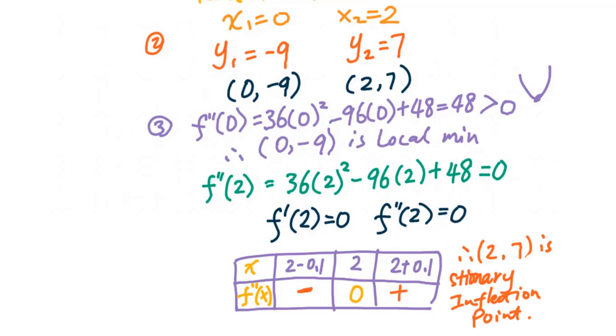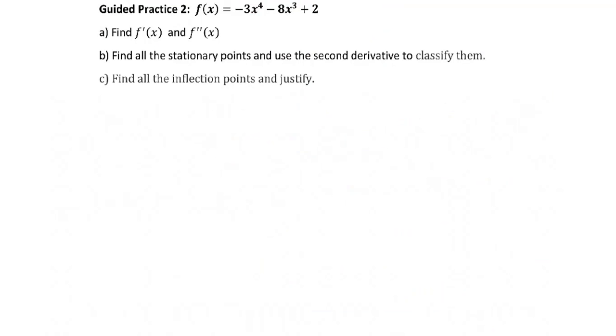When you decide whether a point is a point of inflection or not, you need to check the sign change of the second derivative function at that point. If there is a sign change, then it is a point of inflection. If not, it's not a point of inflection. Now let's go to the second question. F of x equals this.